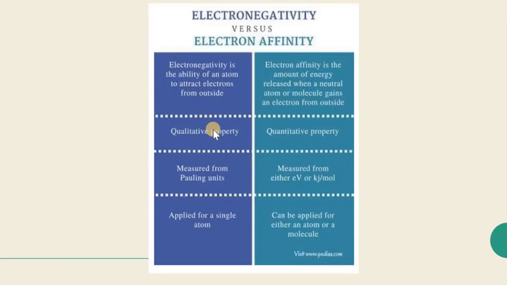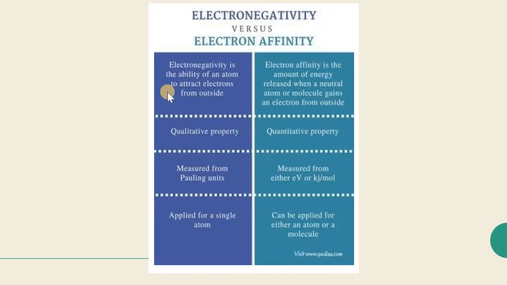Most of the time students get confused between electronegativity and electron affinity, because in both cases we are talking about the attraction of electrons by the nucleus. Clear? So here a comparison chart between electronegativity and electron affinity is given, and we will discuss point-wise. The first difference is that electronegativity is the ability of an atom to attract electrons from outside. That means if an electron pair is present between two atoms, then the particular atom has a tendency to attract that electron cloud only. There is no question of the electron entering the atom's orbital.